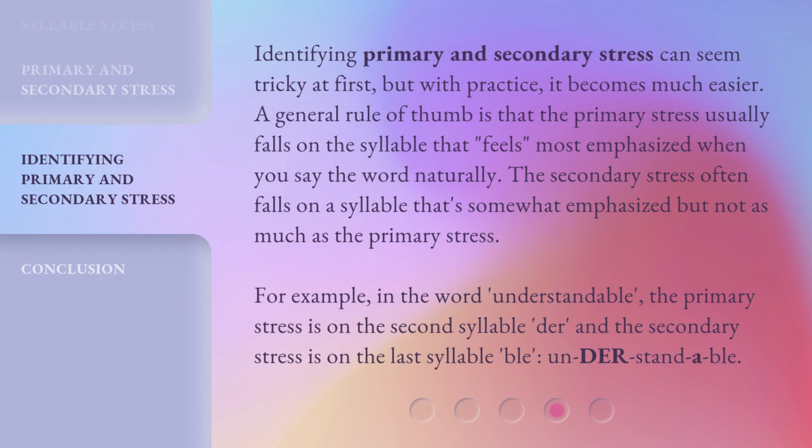Identifying primary and secondary stress can seem tricky at first, but with practice, it becomes much easier. A general rule of thumb is that the primary stress usually falls on the syllable that feels most emphasized when you say the word naturally. The secondary stress often falls on a syllable that's somewhat emphasized but not as much as the primary stress. For example, in the word understandable, the primary stress is on the second syllable, der, and the secondary stress is on the last syllable, ble, understand able.